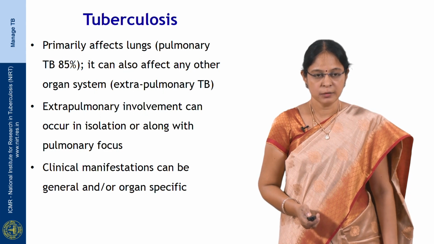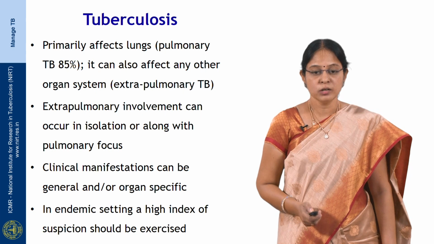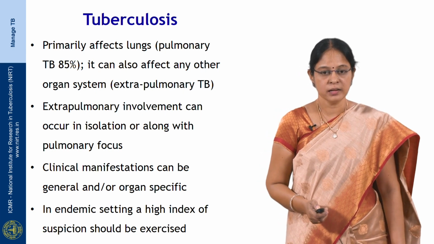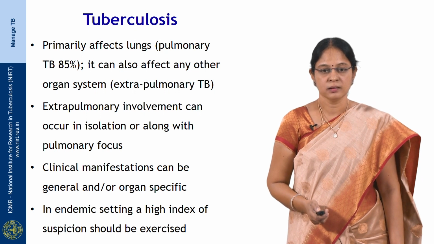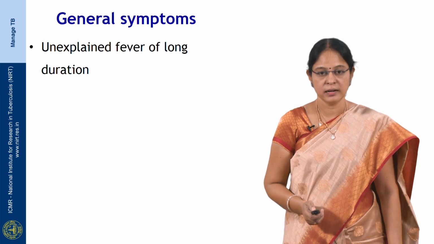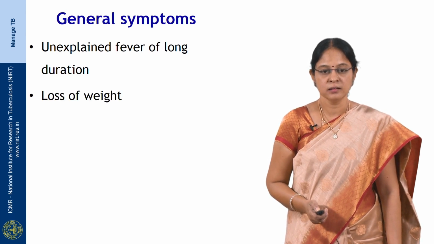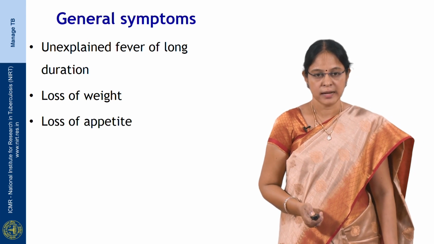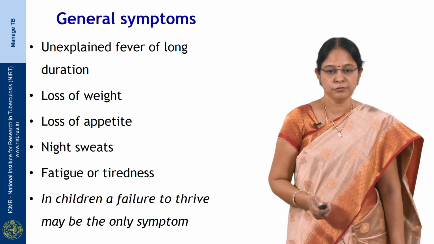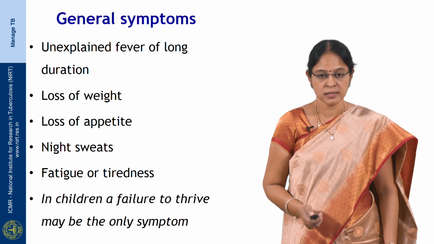Clinical manifestation can be either general or organ specific. One should have a high index of suspicion in endemic settings while investigating for TB. The general symptoms of TB usually are unexplained fever of long duration, loss of weight, loss of appetite, night sweats, fatigue or tiredness, and in children a failure to thrive may be the only symptom for which they seek medical advice.